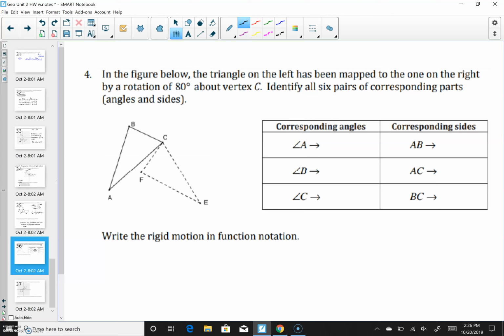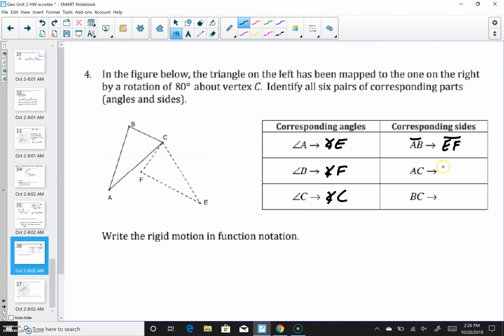Identify all 6 pairs of corresponding parts. So there's our angles and sides. I'm going to start with the easy one, which is C, because angle C does not change. Since that is the center of rotation, that's going to remain equal the entire time. Angle A is going to end up on angle E, and angle B will end up on angle F, which means that if we had angle A and B, that's going to correspond to E and F.